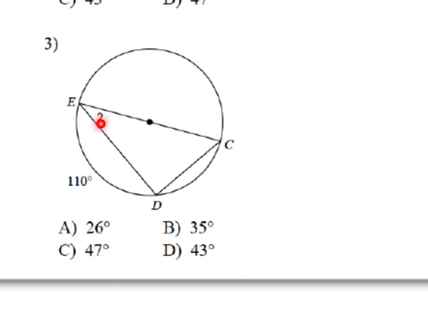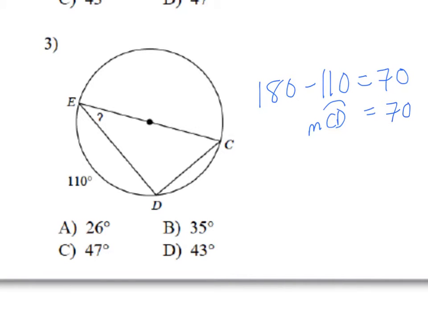They want me to find an inscribed angle. Well, let's see what I know. If ED is 110, I think I can find, let's see, 180 minus 110 will give me 70. I believe that will be the measure of arc CD, because again, the measure of arc EDC is 180, subtract arc ED, that's 110. What I'm left with is 70. So if this arc right here is 70 degrees, its inscribed angle should be half that, or 35.